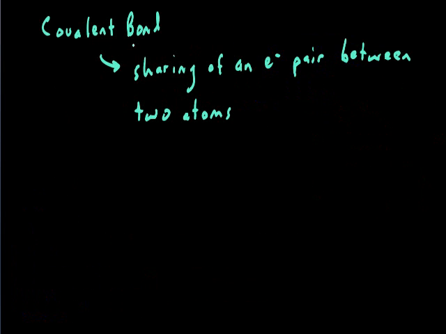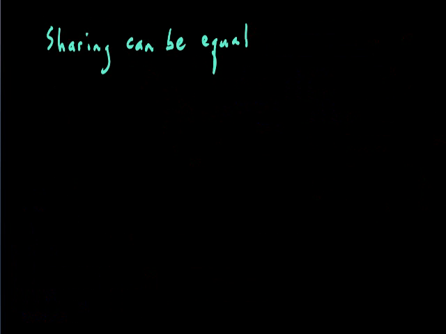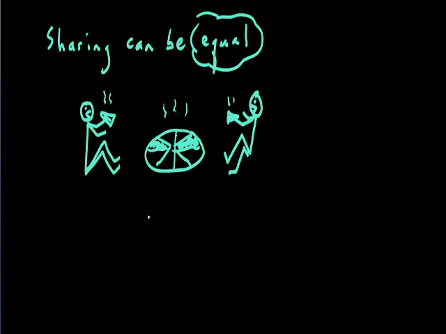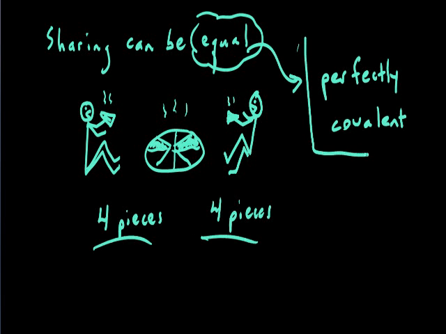Recall, a covalent bond is the sharing of an electron pair between two atoms. Sharing of electrons can be equal. Think of it as if you and a friend are sharing a pizza. If you share the pizza completely equally, the pizza gets split 50-50. You each eat 4 pieces of pizza. When the sharing takes place equally, the bond is identified as being perfectly covalent.